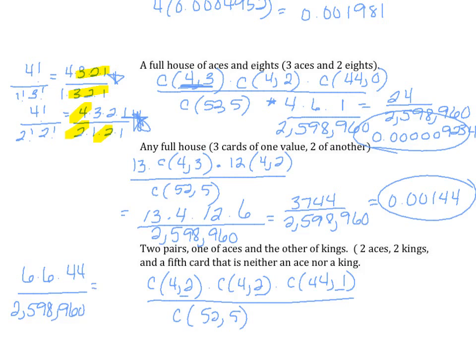2,598,960. And when I multiply and divide, we will see that we have 0.0060947 probability that we'll get 2 pairs, specifically 2 pairs, one that's aces and one that is kings. So a very tiny percentage of that happening. And this concludes section 8.3, probability applications of counting principles.